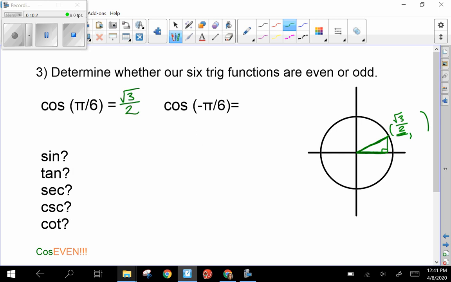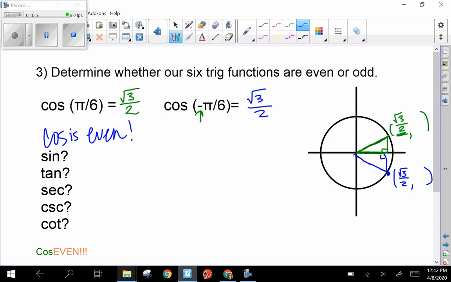Okay, so now to see if this thing is even or odd, what we're going to do is change to the opposite value of the input, negative pi over 6. I'll change colors too. That means we would be measuring clockwise. And again, I'm referencing that x value. And that x value is still positive root 3 over 2. So what we have proven there is that cosine is even. When we've done the opposite input, we still get that same output that we would have for the positive input.